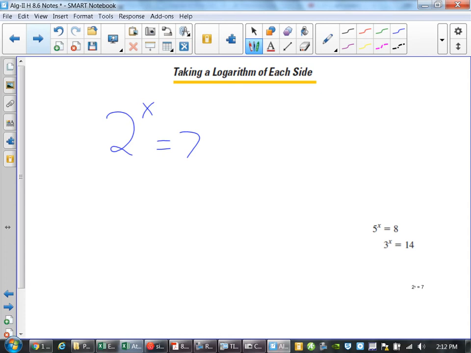So what you do here is you log both sides. Which base do I have to use? The one with the x. 2, the one with the x, because I'm using this property here. Log base b of b to the x, it drops it through. By taking the same log base to both sides, I'm going to get x is the log base 2 of 7.